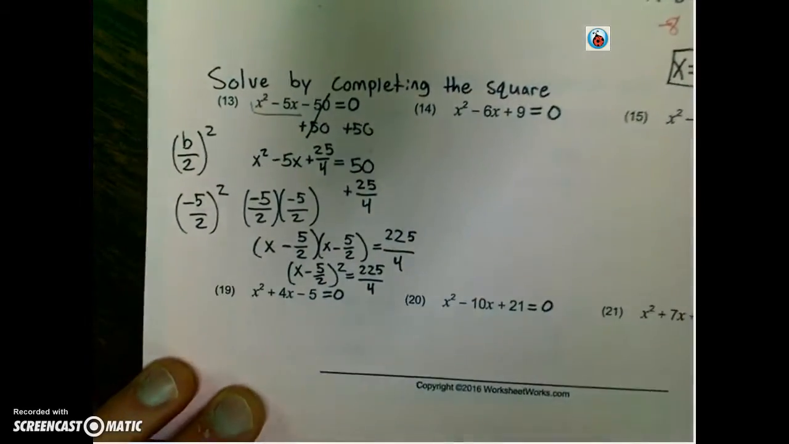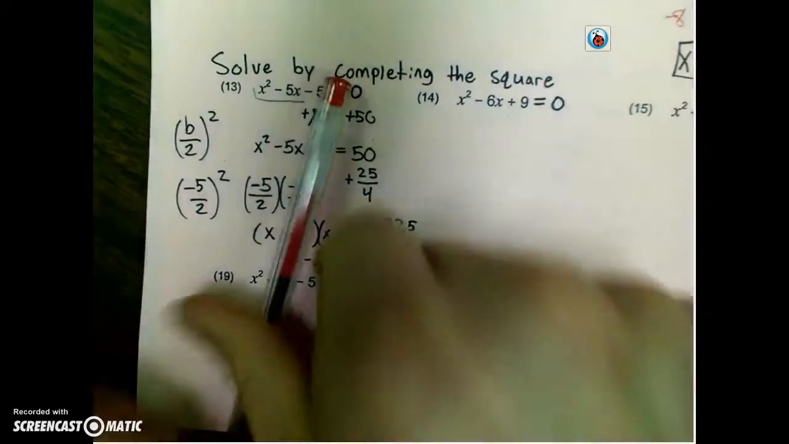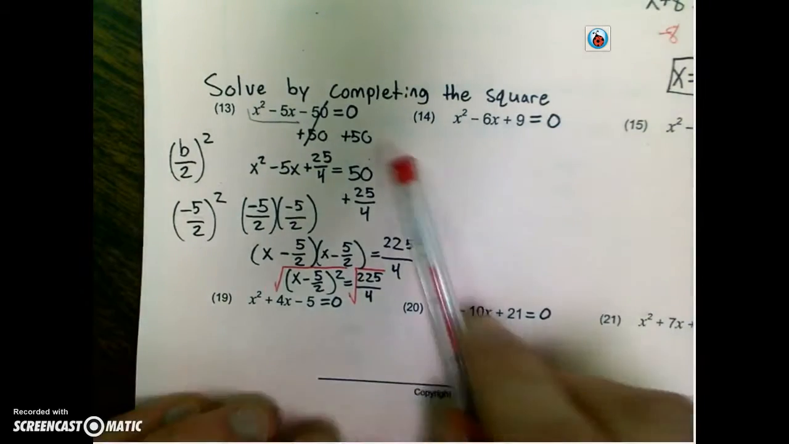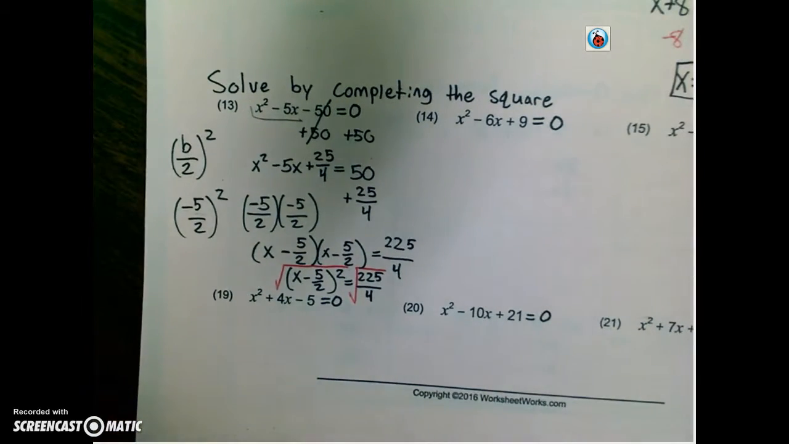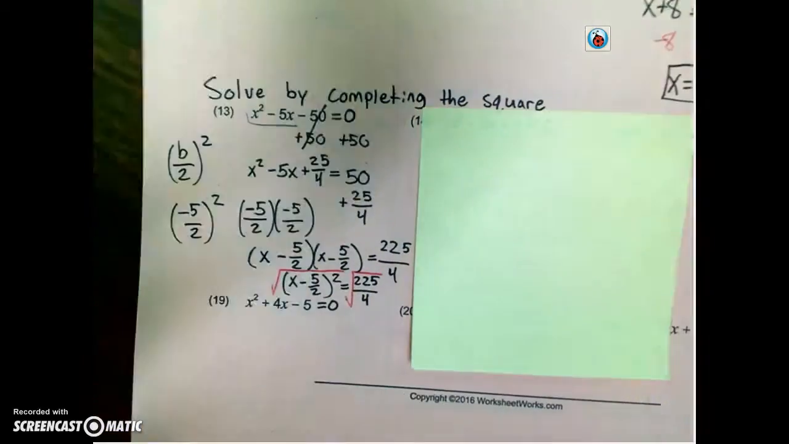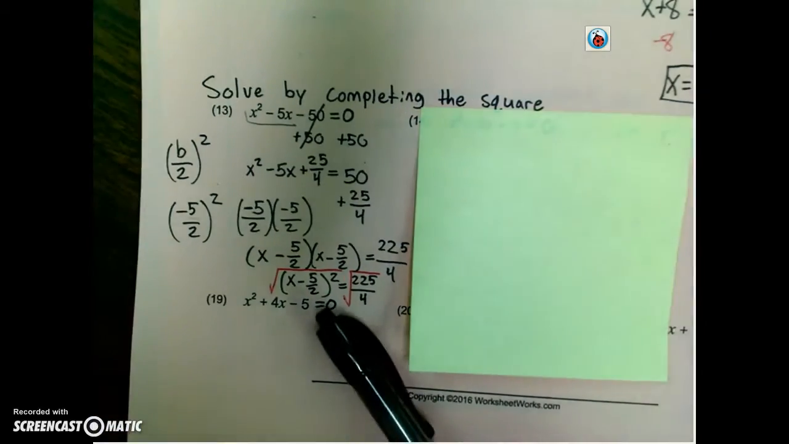Now, what do we do to finish solving these each time? Well, it's always taking the square root of both sides. So that's what we're going to do. And I'm actually going to work on a separate piece of paper here. Alright, so let's continue on here with what we got.